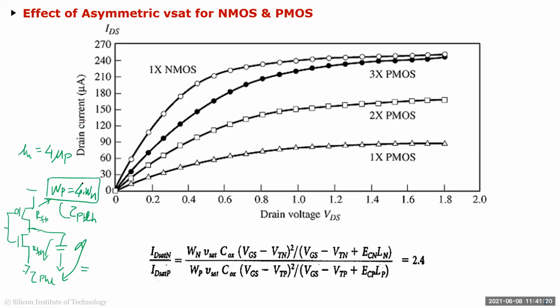Because the VGS, when you take the input from 0 to VDD and VDD to 0, VGS is the same, COX is the same, VT, and let's assume that VTN is equal to VTP. If you assume all that, then you want to size the W to be this.